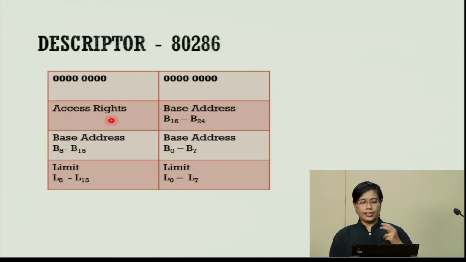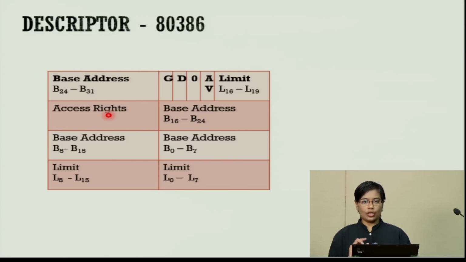So this is the descriptor for 80286. As we saw earlier, the descriptor will have the starting address of the segment, it will have the size of the segment, and it will also have the access permissions which are related to the segment. But right now we are more interested in getting the addresses, so we will concentrate on the starting address and the size of the segment.